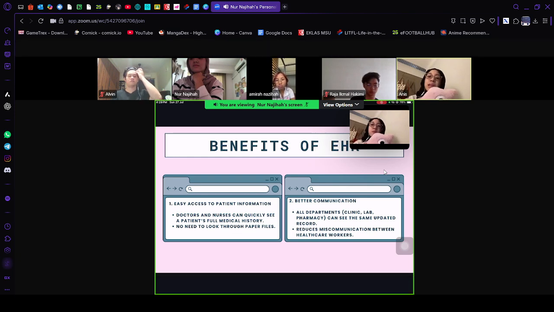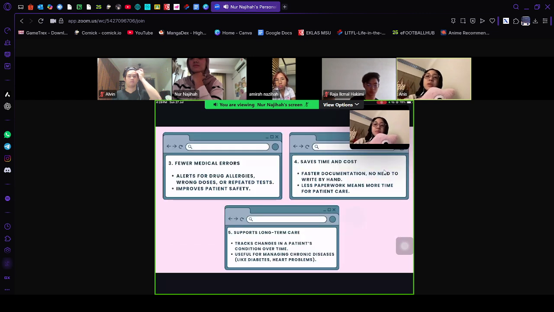mistakes. Okay, next slide. So the third one is that EHR will help to reduce medical errors. It gives alerts if there's any kind of drug allergy, wrong dose, or repeated tests. So it will help to keep patients safer. Fourth, it saves time as well as cost. There's no need to write by hand or do extra paperwork, so healthcare workers can focus more on patient care.